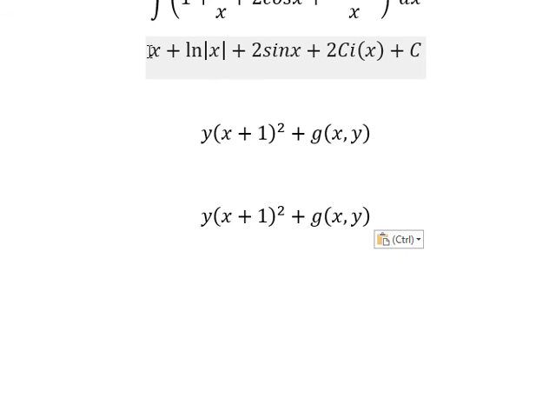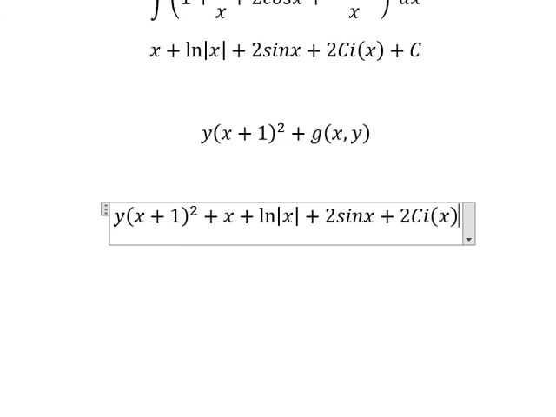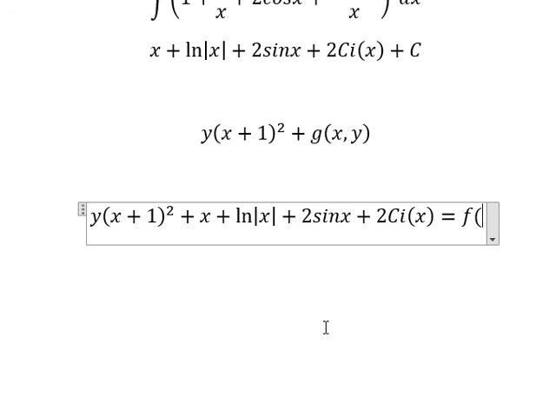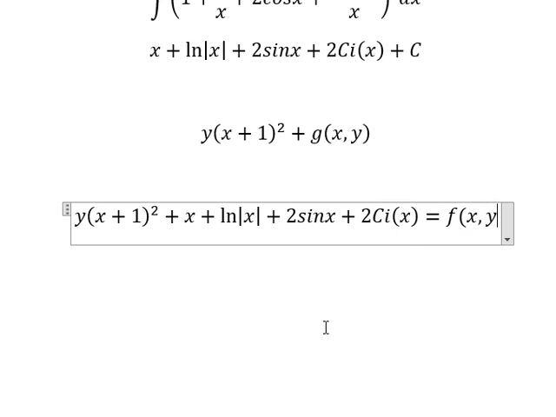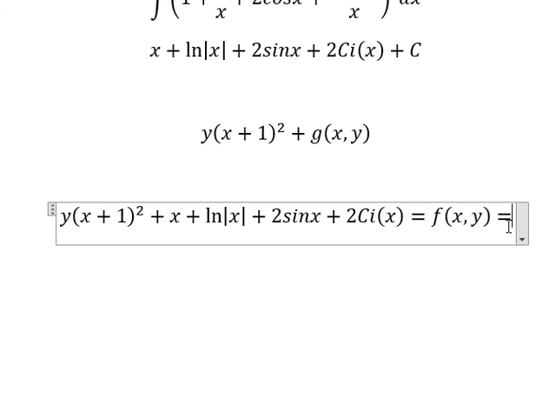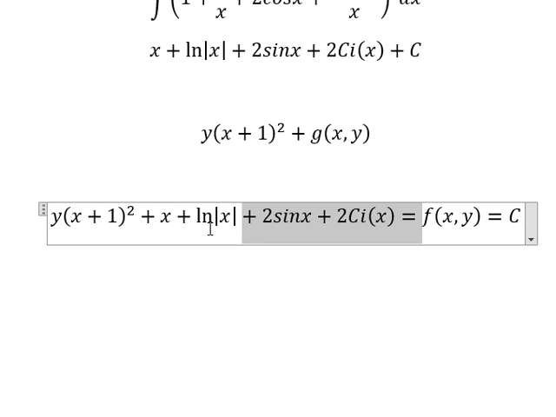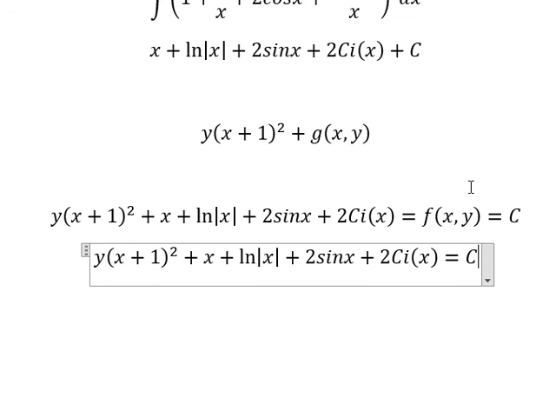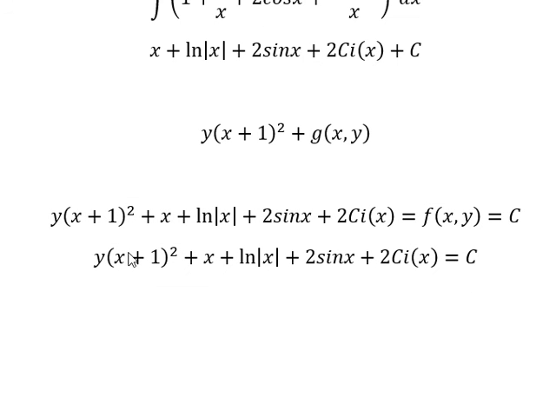So we put this one in here, and we know that everything equals f(s, y), and f(s, y) equals c. And now we put this one by c, and this is the final answer. This is the end. Thank you for watching.